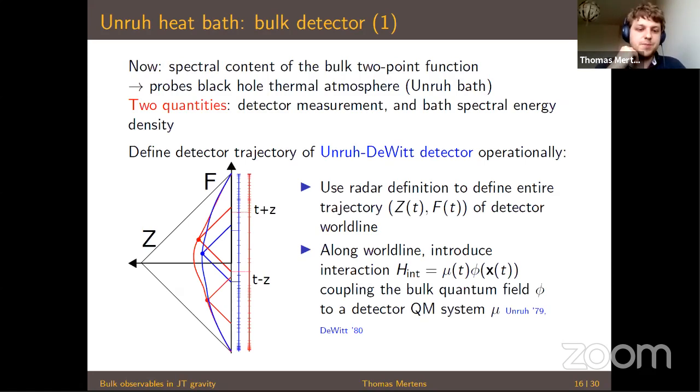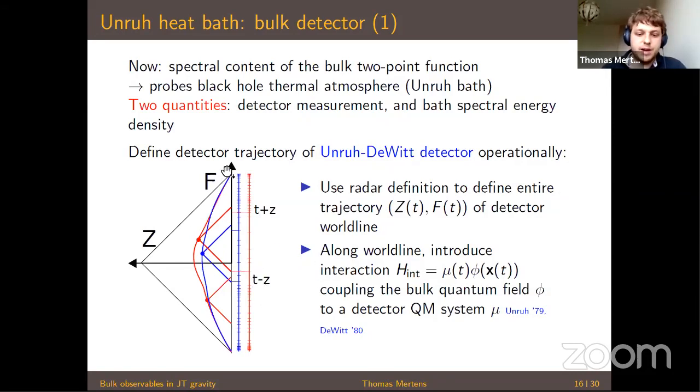So firstly, the detector. I will now define an entire time-length trajectory of an Unruh DeWitt detector, in the same operational fashion that I have defined bulk points up to this point. So I define my detector to be at a fixed radial location, small z, and then I use this radar definition again to define my entire trajectory of the world line. That, of course, depends on, again, this off-shell f of t. So just like before, I have drawn two examples here, but now I use them to not just define one point, I use them to define an entire time-length trajectory in the bulk.